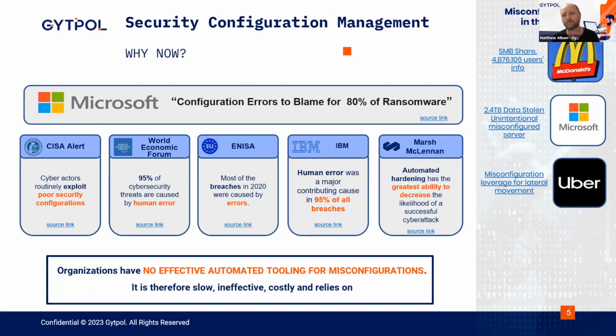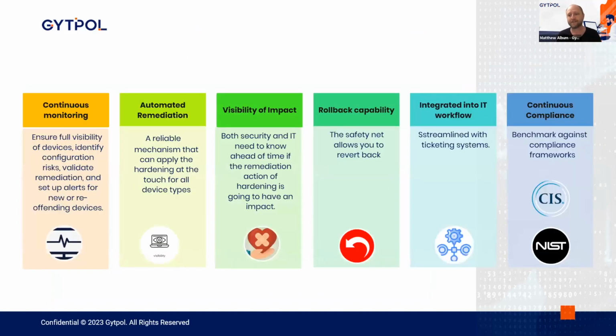And in fact, Marsh McLennan, who's very well renowned in the US, basically did a report last month, and they found that the best investment that any CISO can make to reduce cyber attack today, the best value for their money, is with automated hardening. And that is exactly what Gitpo does. It does two very clever things. Not only do we detect misconfigurations continuously, but we solve the manual problem of fixing it. We automatically remediate misconfigurations without causing an impact.